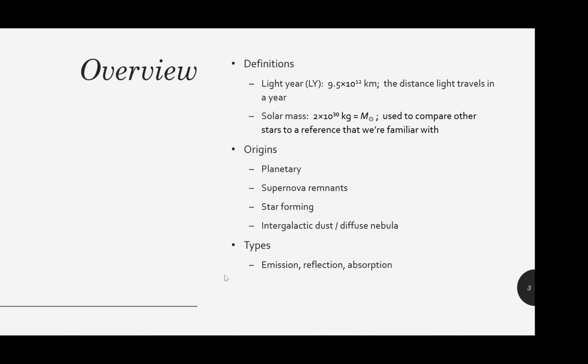And then this here is what I'll be covering today in the remainder of the talk: how different nebulas are structured, and then different phenomena we see in nebulas.